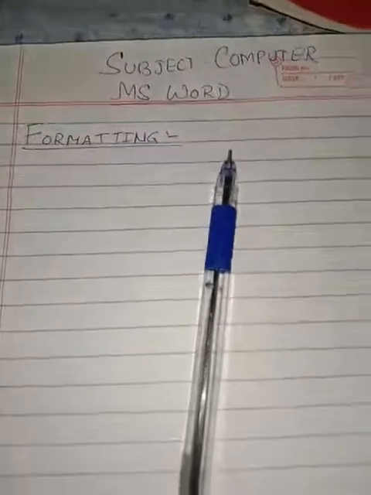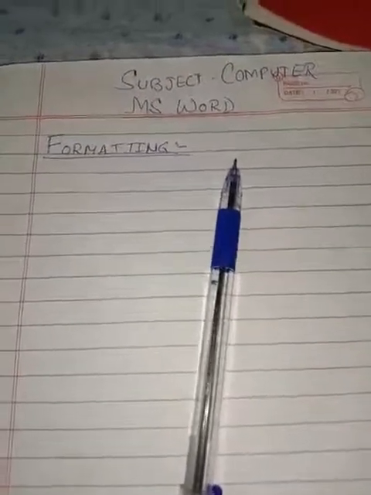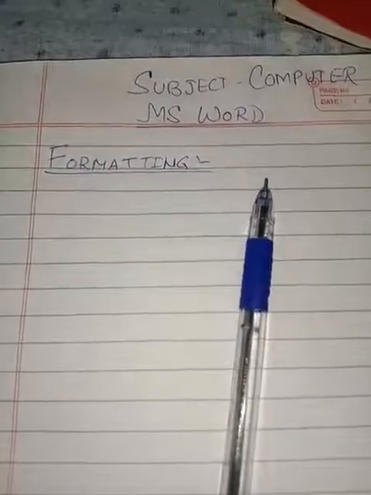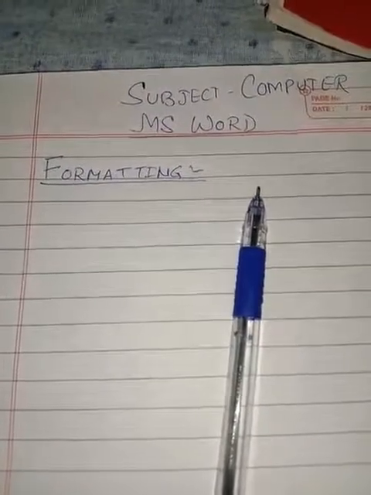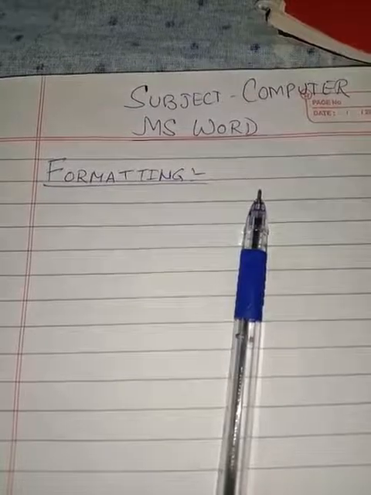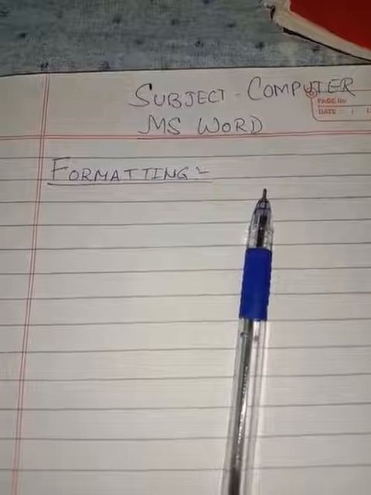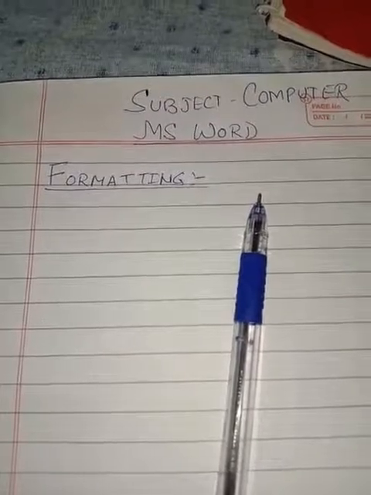Now we come to the topic components of the MS Word window. There are several components of MS Word like title bar, ribbon, vertical ruler, status bar, view button, text area, zoom pointer, scroll bar, horizontal ruler, cursor, tabs, etc.